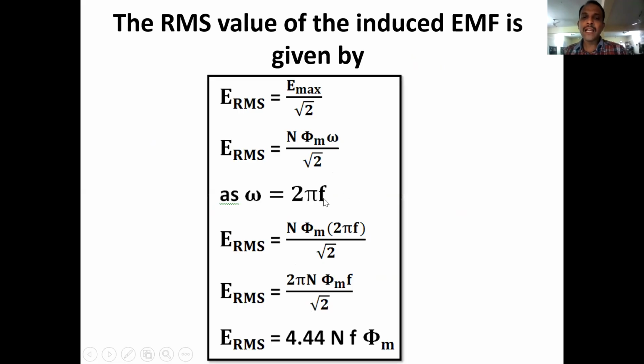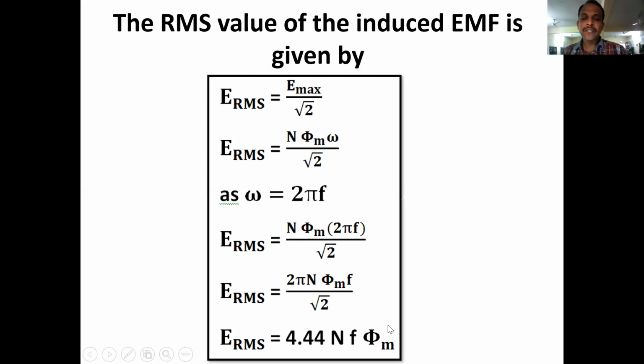But we know that omega equals 2 pi f. So I substitute 2 pi f here. Finally the equation reduces to 2 pi into N phi m into f divided by root 2. Since 2 pi and root 2 are constants, I find the value of 2 pi divided by root 2. So the E RMS is going to come as 4.44 into the number of turns into frequency into the maximum value of flux.